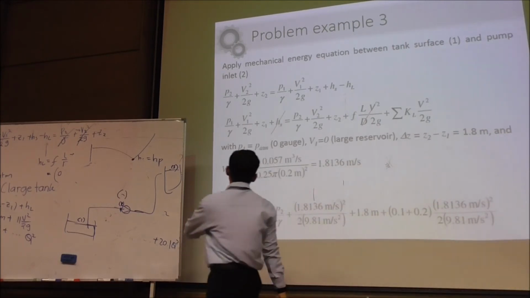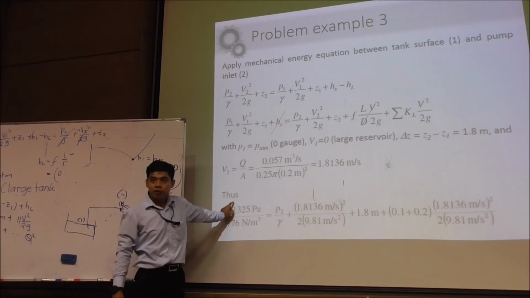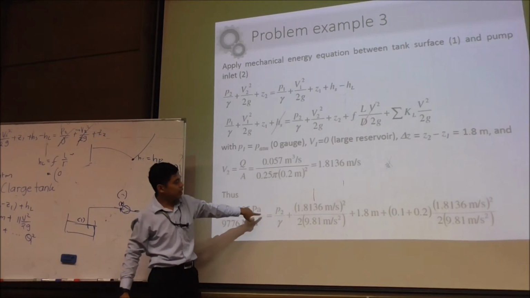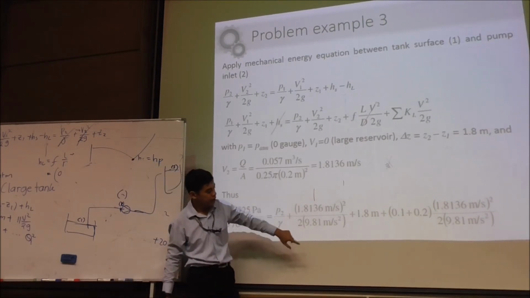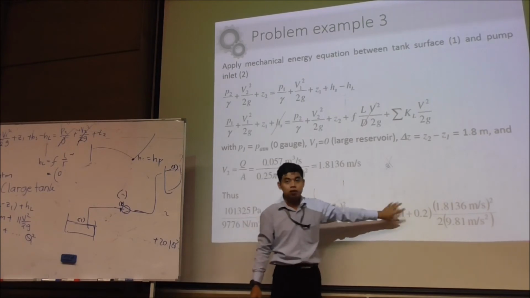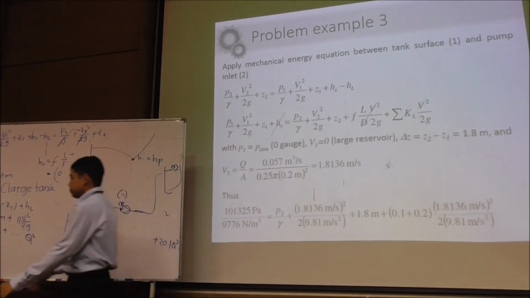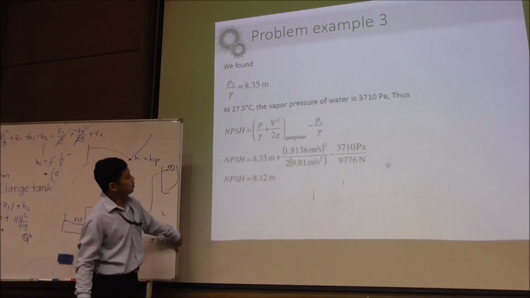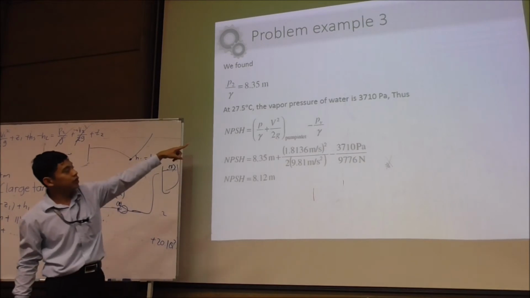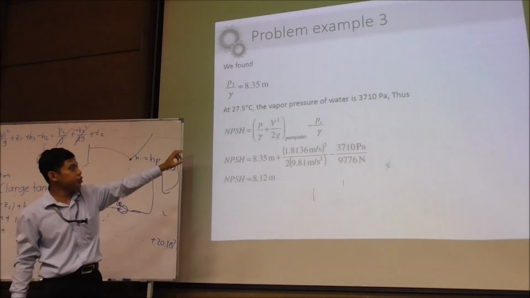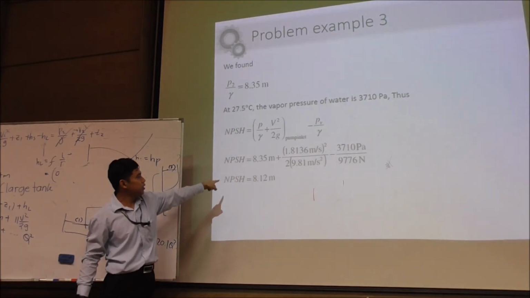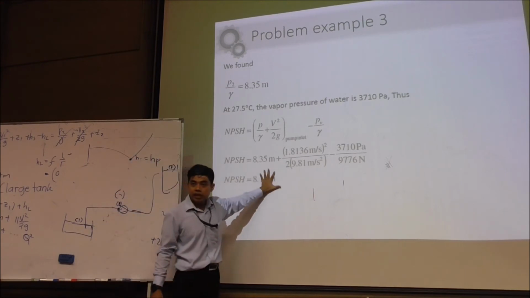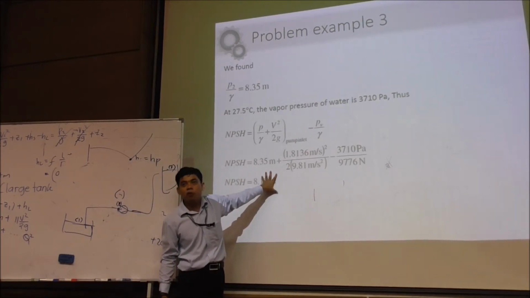Then you have this one is your P1 over gamma, P2 over gamma, right? P2 over gamma is there. This one is your V2 squared over 2g, Z, losses. Yeah? So you calculate that, you look at your P2 over gamma, then given the condition, you can calculate the PV, vapor pressure. So you can calculate your NPSH. The NPSH is 8.12 meter. Okay. Now, given this, if your required NPSH is 4 meter, you are safe.